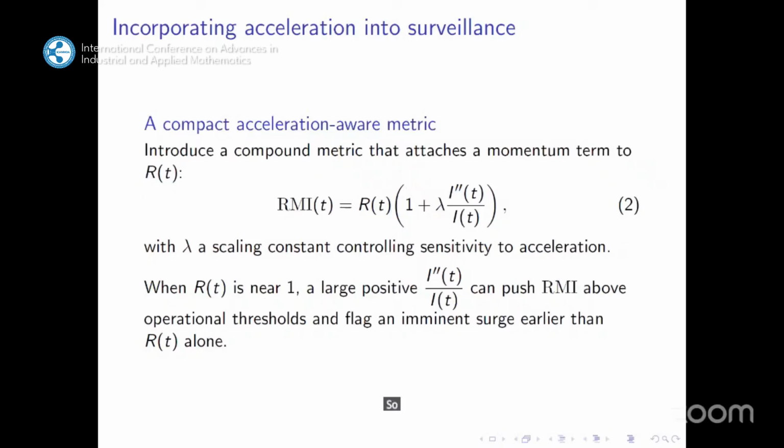So R of t is near the critical threshold of 1. A significant positive acceleration can elevate RMIT, this term here, above the operational threshold, providing an early warning signal rather than R of t alone. So this embeds the predictive power of the second order dynamics into a familiar index.